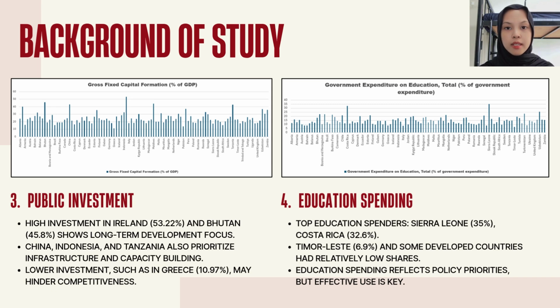And number 4 is education spending. In education spending, the graphic shows that countries like Sierra Leone and Costa Rica prioritize education by allocating over 30% of government spending to the sector. However, some countries such as Timor-Leste and even developed ones like Germany dedicate a smaller proportion. This tells us that high spending doesn't always guarantee high quality education, and the effectiveness of fund use remains critical.